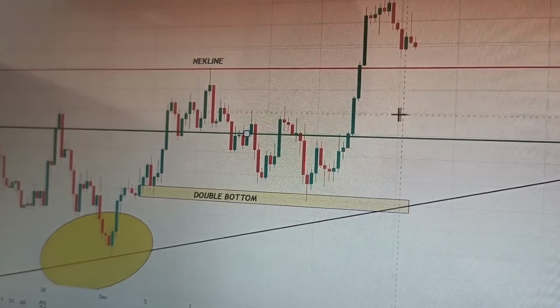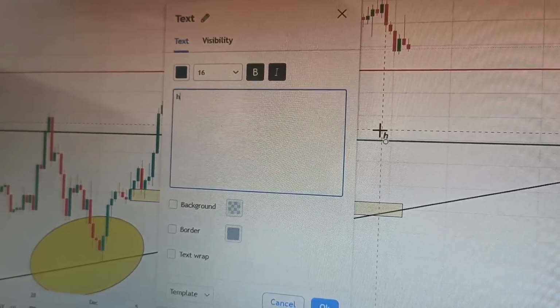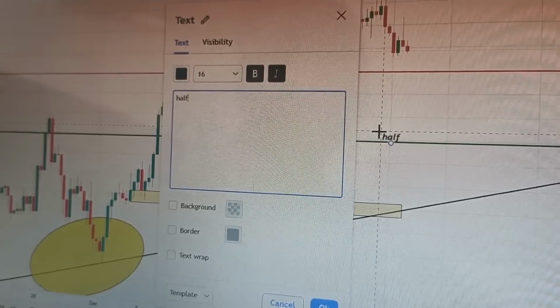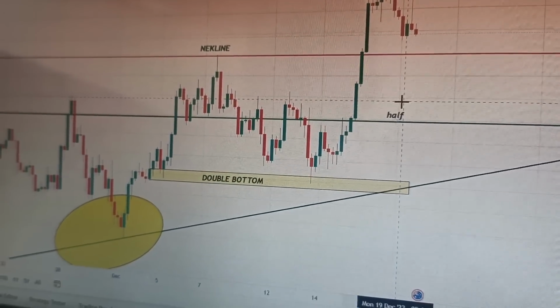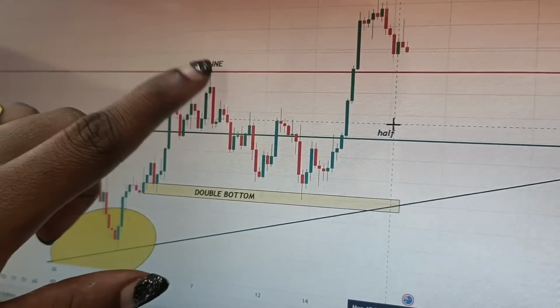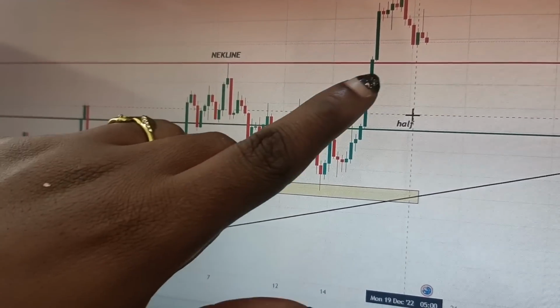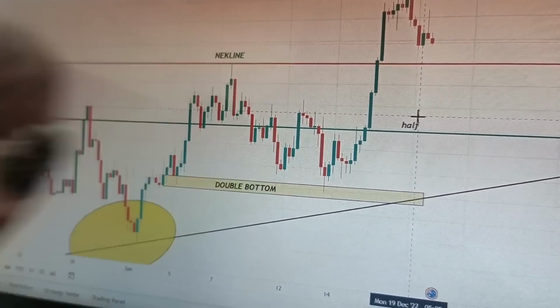So this is the half, guys. Let me show you. And it's good to make your half color green so that you know you are dealing with the half zone. We normally say, if you have a double bottom and you have a neckline, the minute the market breaks your neckline, it will go this distance. So the market is going this distance.